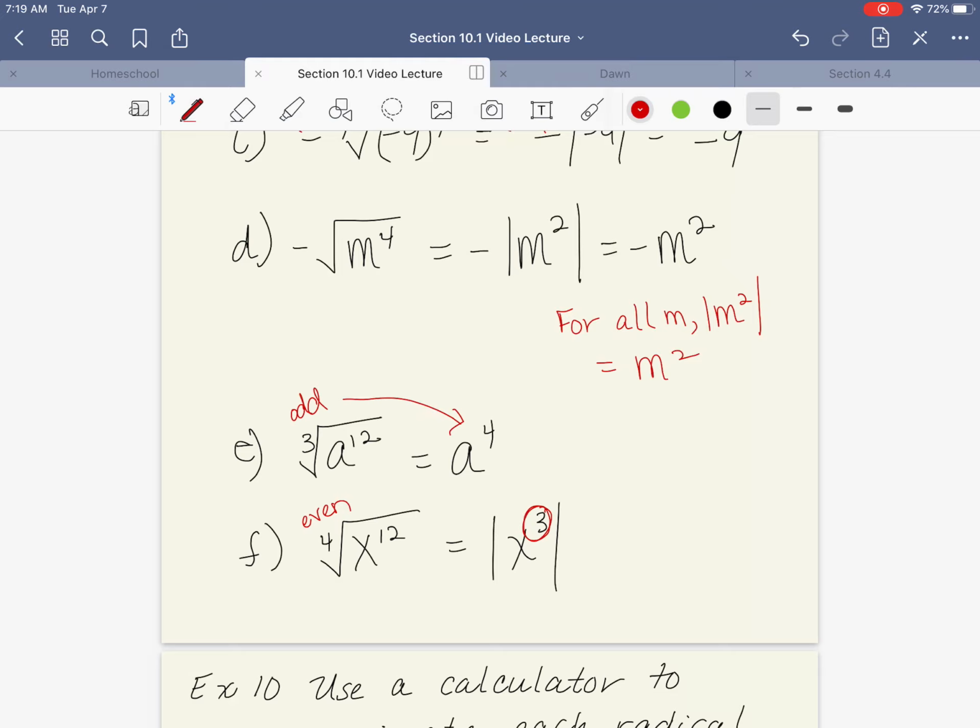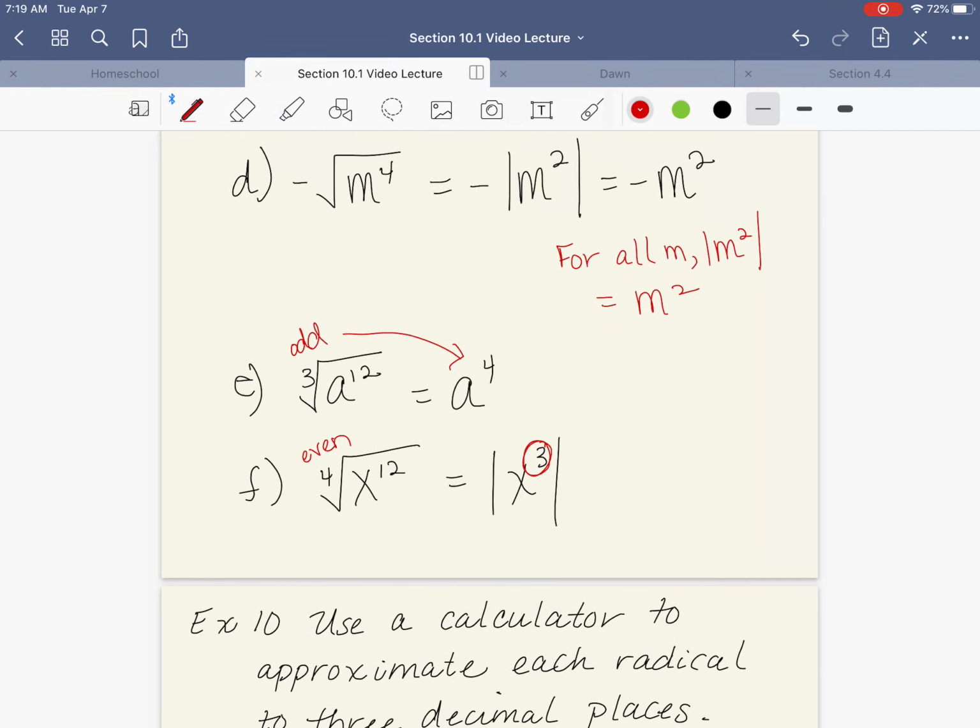So we already know if the index is even, we use the absolute value symbol, but we can drop it if the exponent is even. We don't drop it if the exponent is odd. Again, I hope that that makes sense.